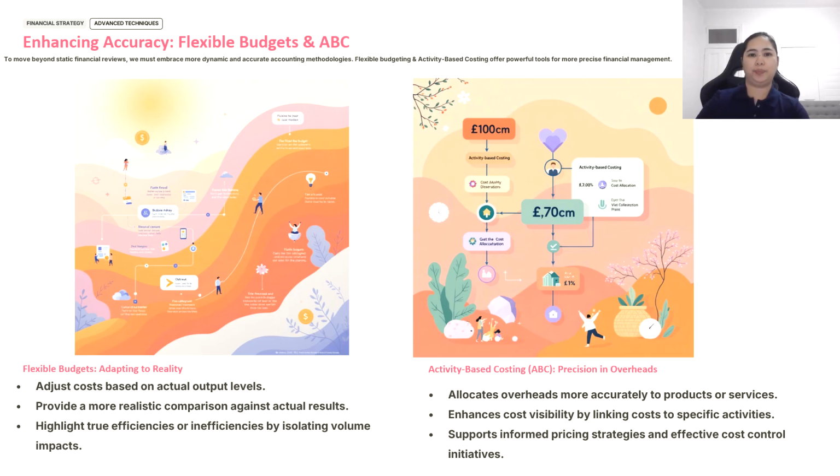Activity-based costing allocates overheads more accurately to products or services by tracing costs through the activities that drive them. It enhances cost visibility by linking costs to specific activities, giving managers clearer insight into how resources are consumed. As a result, ABC supports informed pricing strategies and effective cost control initiatives, leading to better strategic and operational decisions.